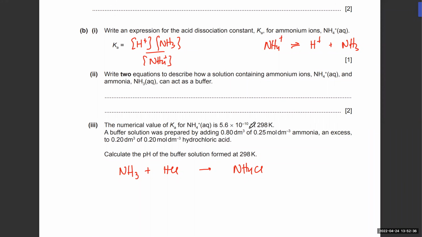What is the amount of ammonia? Tell me the moles. How many moles do you have? 0.8 into 0.25 divided by 1000. सर मैं इसको कंसंट्रेशन से करने की कोशिश कर रही थी तो मैंने मोल्स नहीं निकाले थे। अच्छा, नहीं, moles निकाल। पहले तो वो निकालना है कि what happens, what is the situation after this reaction. So 0.8 into 0.25 divided by 1000.